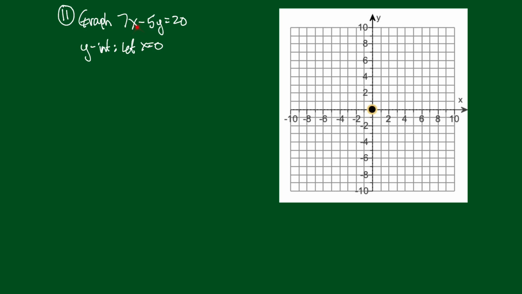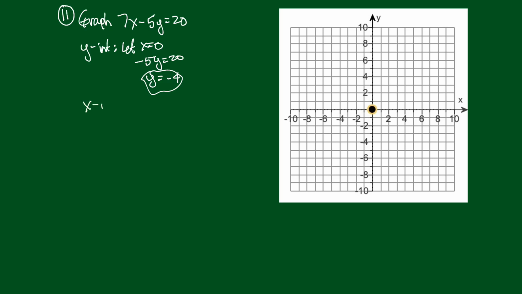Now this one works okay. If I let x equal 0, I get this: negative 5y equals 20. Divide. I'll get y equals 20 divided by negative 5, which is negative 4. That's okay. So I know this crosses the y-axis at negative 4.